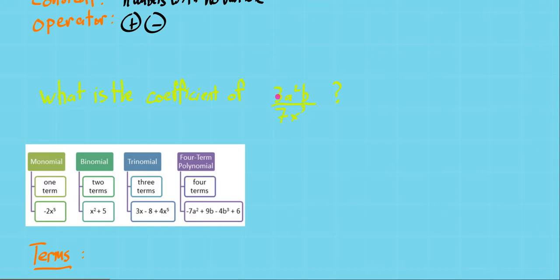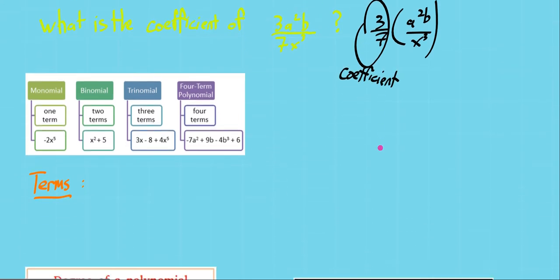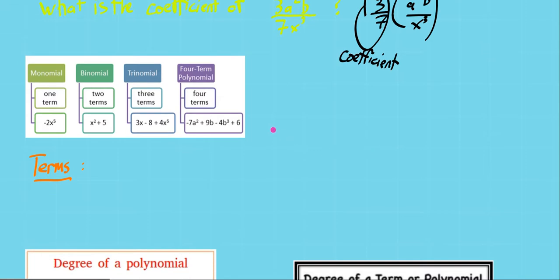So if we said, what's the coefficient of, well, give us maybe an easier one here, of 7x, the coefficient would be 7. The coefficient of 3a squared b over 7x cubed, it's the number part. So we could write this as 3/7 times a squared b over x cubed, and that would have the same value. So our coefficient here would be 3/7.